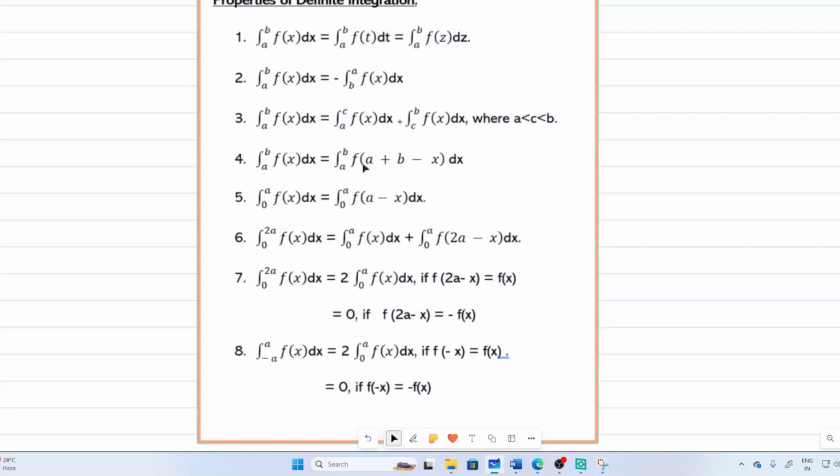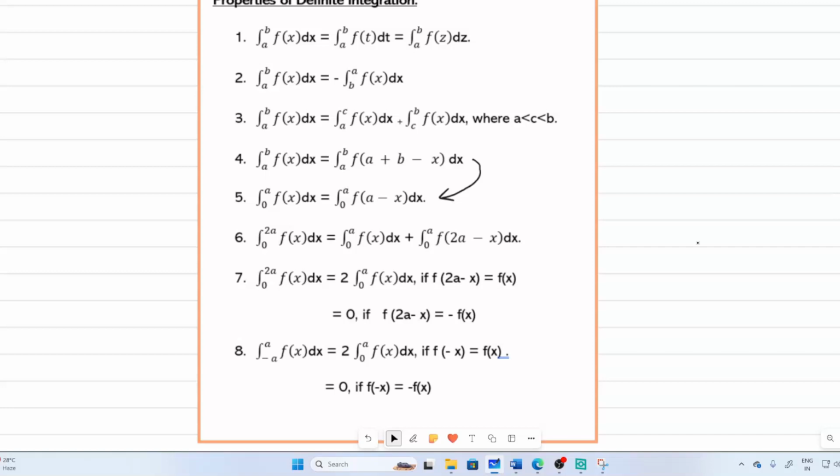Number 4: integral a to b of f(x) dx is the integral a to b of f(a plus b minus x) dx, and 0 to a, which is actually another statement of this one. By taking upper limit a and lower limit 0, it can be stated this way. But it still has a very good application. Many applications are there, in fact. So that's why you need to know these two separately: 0 to a f(x) dx and 0 to a f(a minus x) dx.